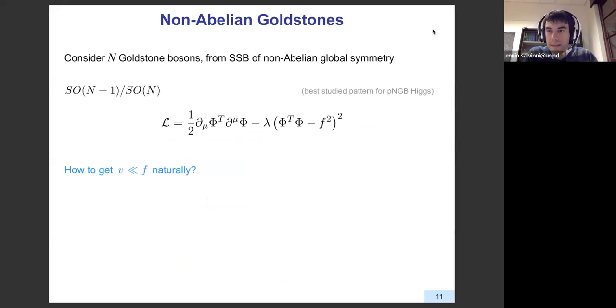So in this case, let's say that I'll take the simplest case, or at least the case that I'm interested in from a Higgs perspective, which is SO(N+1) spontaneously broken to SO(N). This gives us N Goldstone bosons, and now, of course, this is a non-abelian symmetry. The potential will formally look very similar to before, okay? And the question that I'll be asking is how to get the VEV of this multiplet to be much smaller than f, the overall scale.